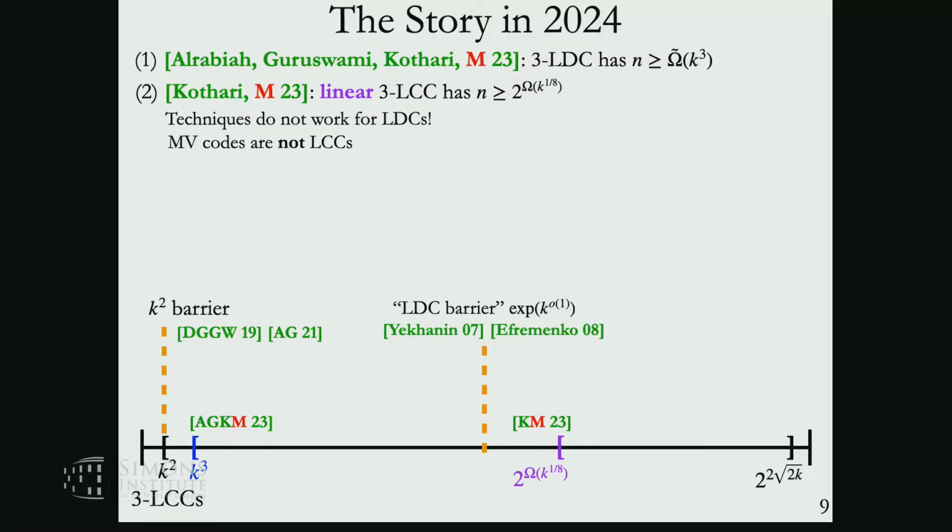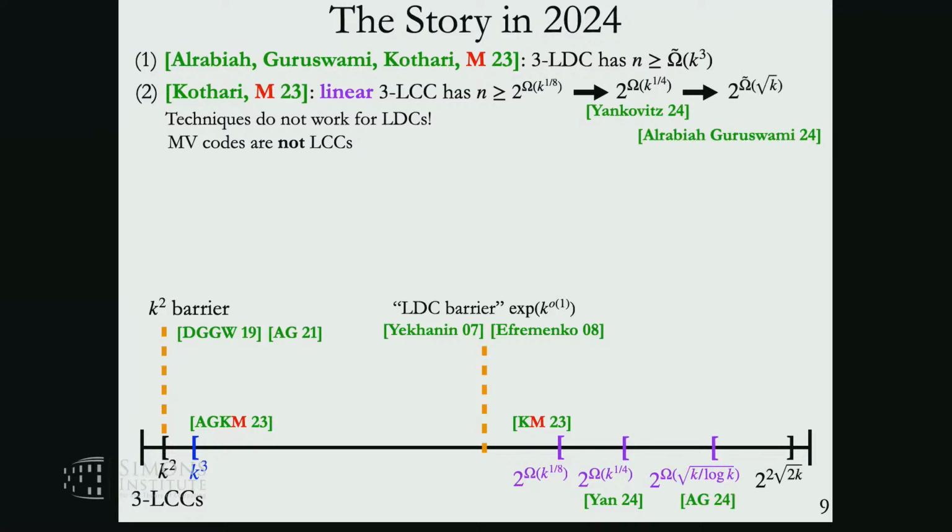And then we posted this in about November, and then in February, Tal, I don't see him, oh, there he is. Yeah, so Tal Yankovitz had this very nice work where he essentially followed the same proof strategy, but injected some very cool, clever new ideas to get this up to a k to the 1/4, which is now getting really close to the square root. And then as Omar told you yesterday, very, very recently, he and Venkat got a lower bound that gets up to 2 to the square root k over log k, which is very, very close to optimal now.